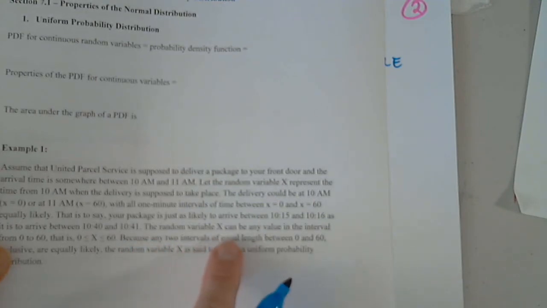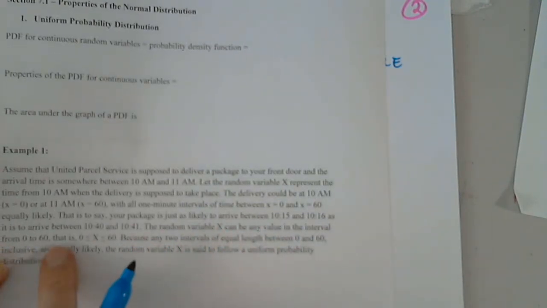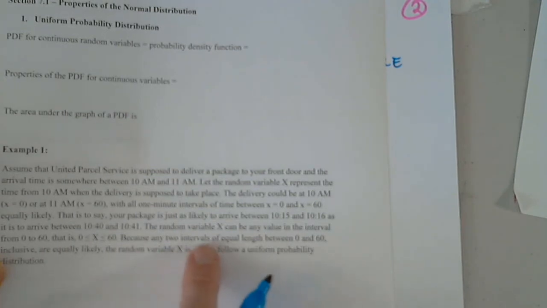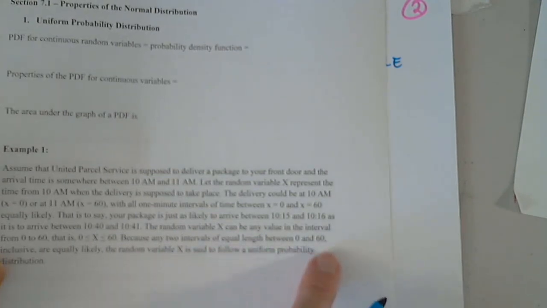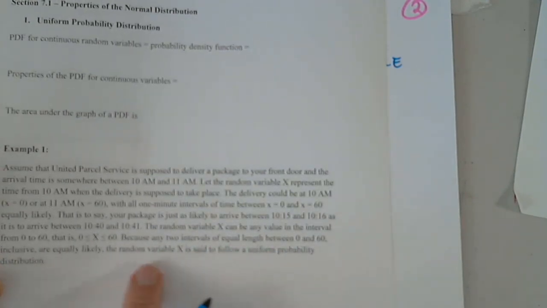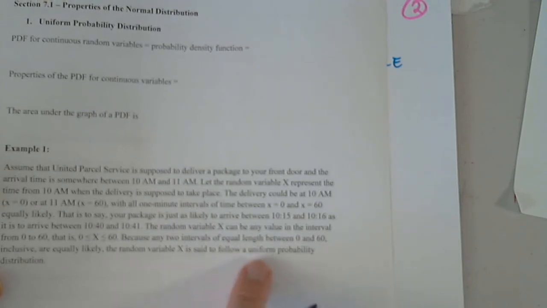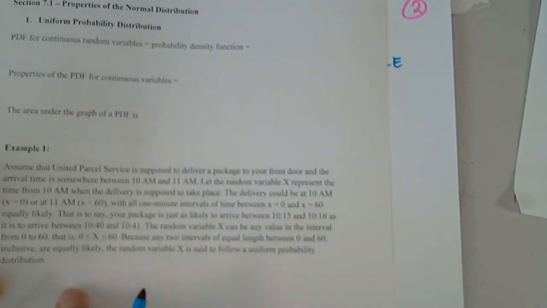So the random variable x can be any value in the interval from 0 to 60. Because any two intervals of equal length between 0 and 60 inclusive are equally likely, the random variable x is said to follow a uniform probability distribution.